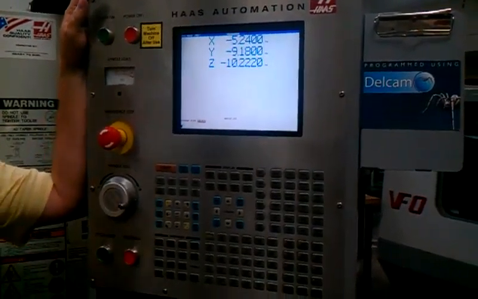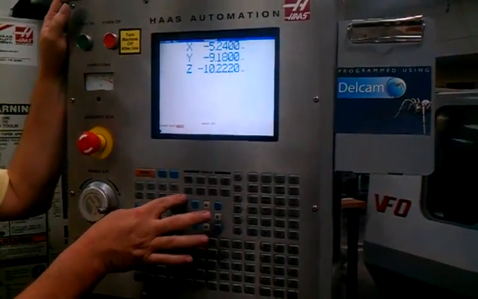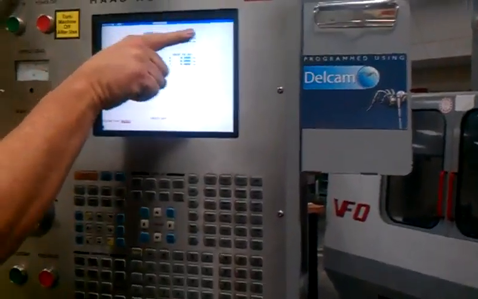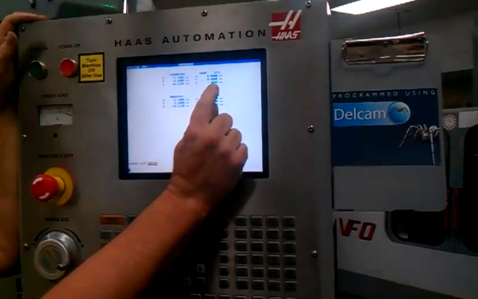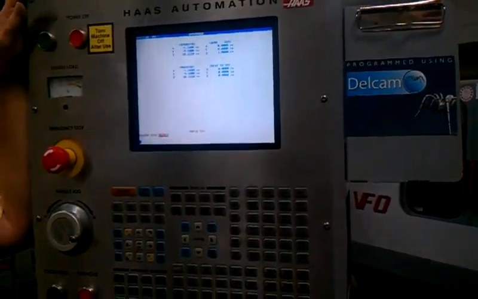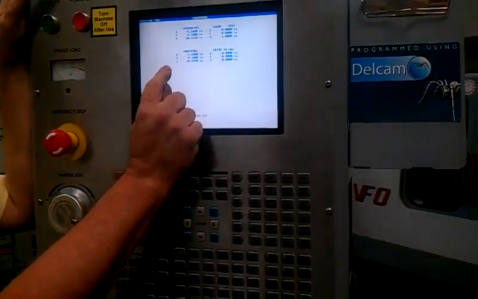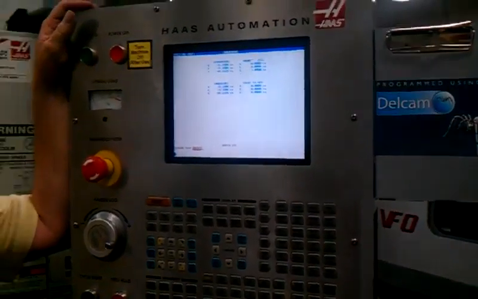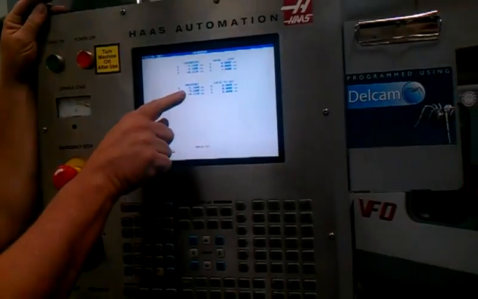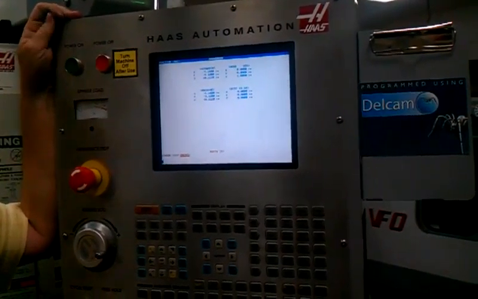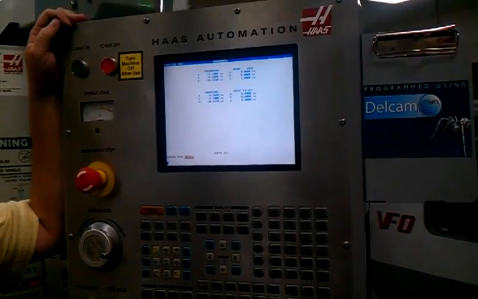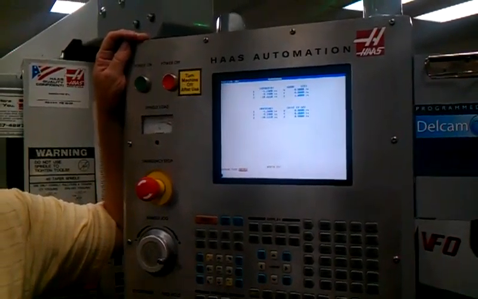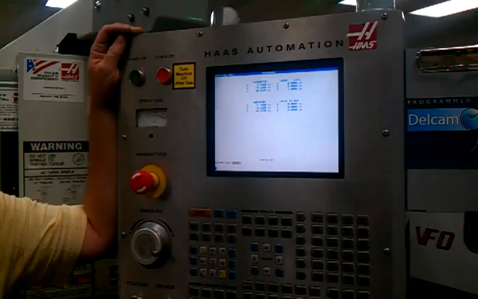If we go to my position screen and I go to all, my work G55 is active. Where am I at in Z? 1 inch. Where am I at on my machine? You remember our offset? 11.222? It went to a machine position of minus 10.222. Because I told it to go 1 inch positive in Z, it took 1 inch off of that big negative, and that's the location that it went to.